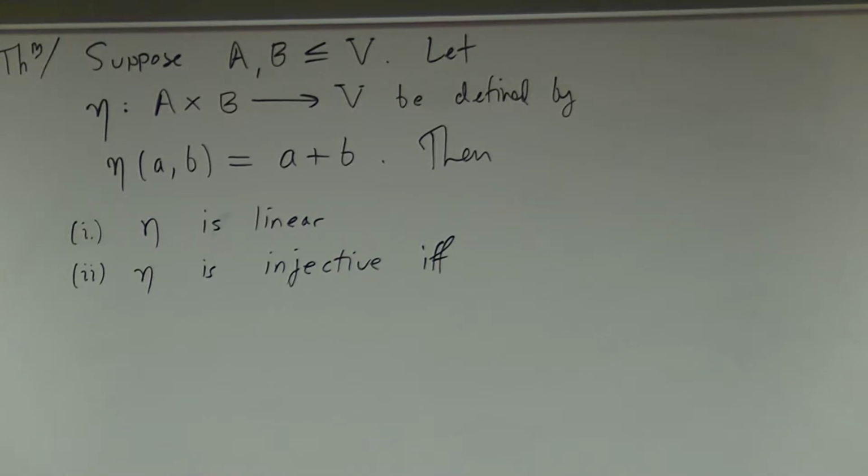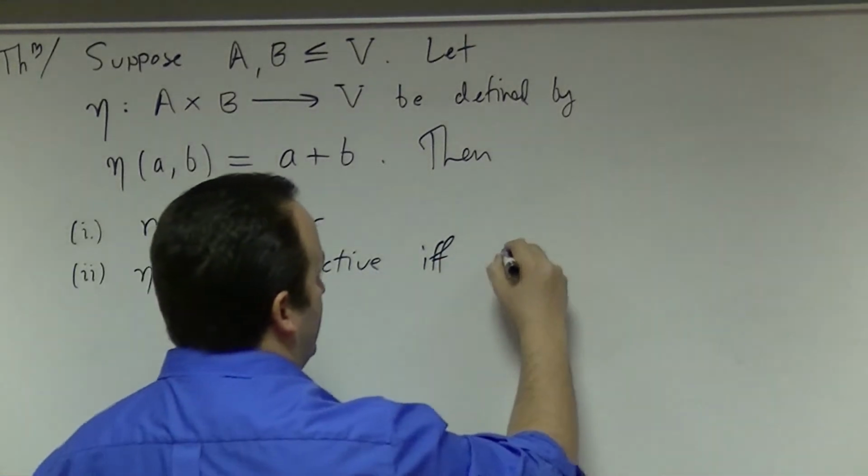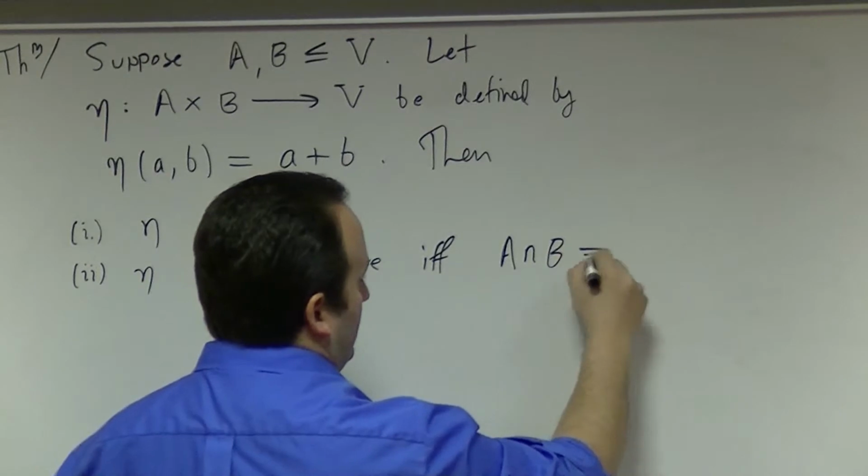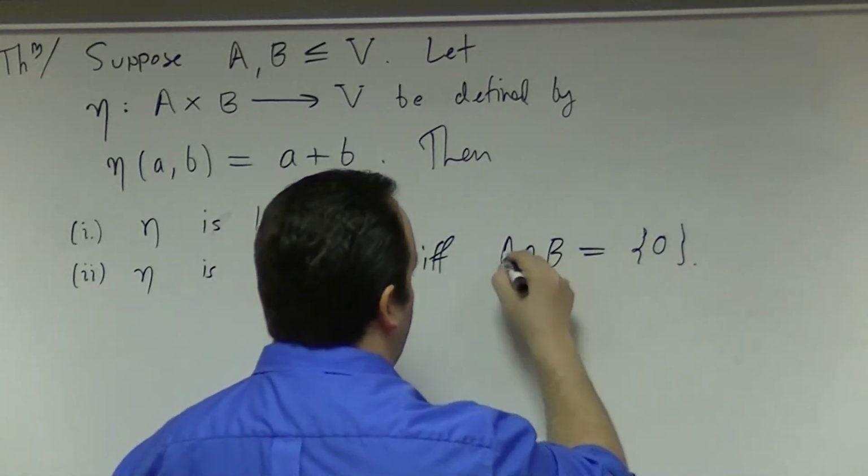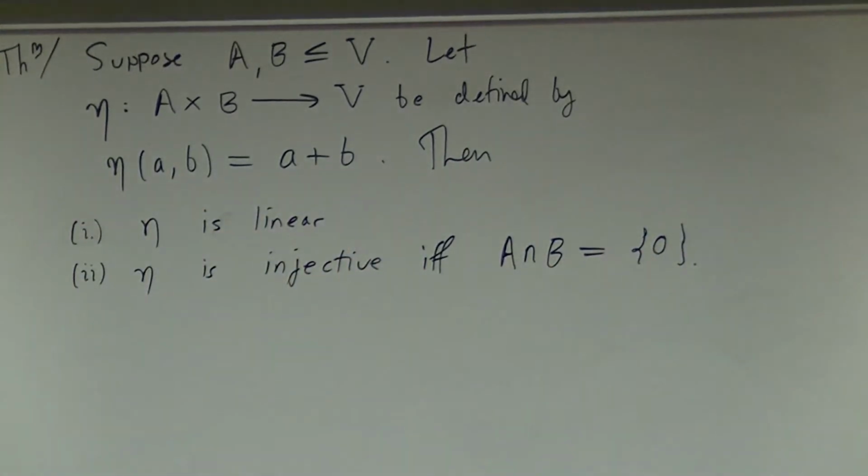That's the proof of 2. So eta is injective if and only if the intersection of A and B is equal to 0. Like I was just arguing, that condition gives you that the kernel of eta is just 0.